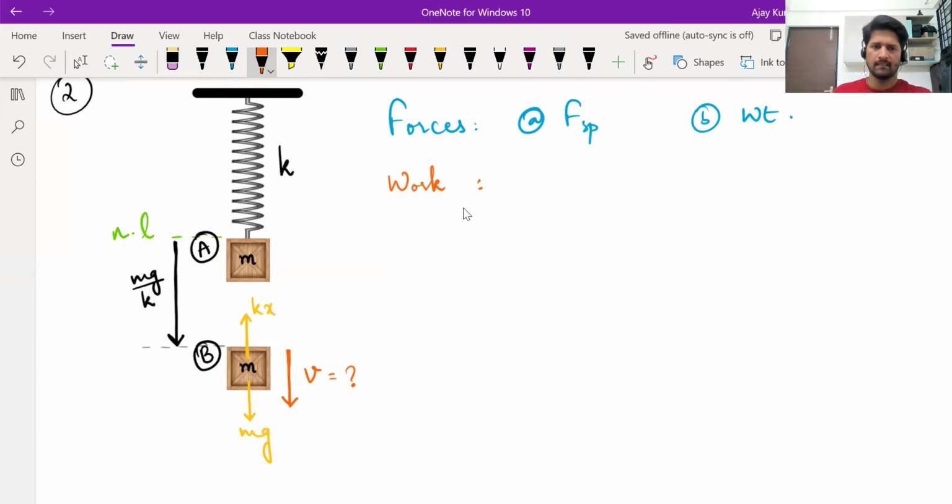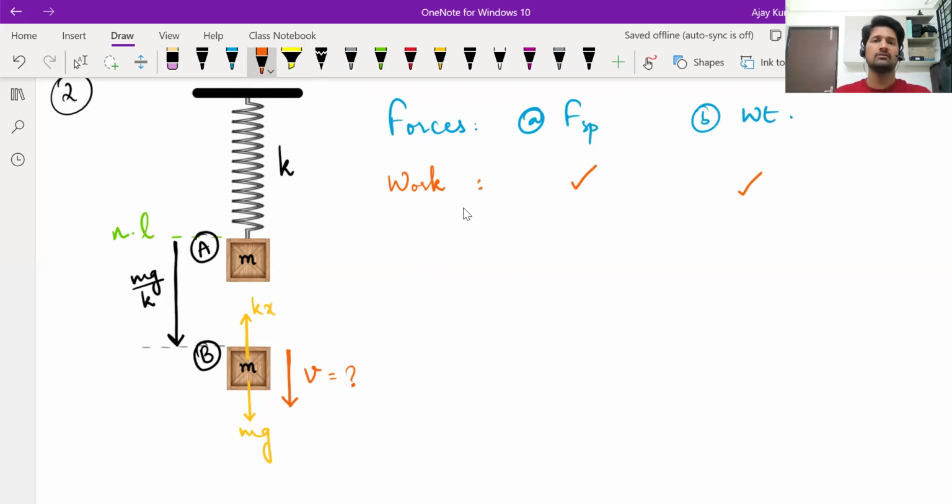Yes, sir, it will. Because the spring is vertical, the spring force will be vertical. The block is also moving vertically, so the spring force does work. Will gravity do any work or not? Yes, sir. Gravity is also vertical, and the displacement is vertical. So this time both forces will be doing work.